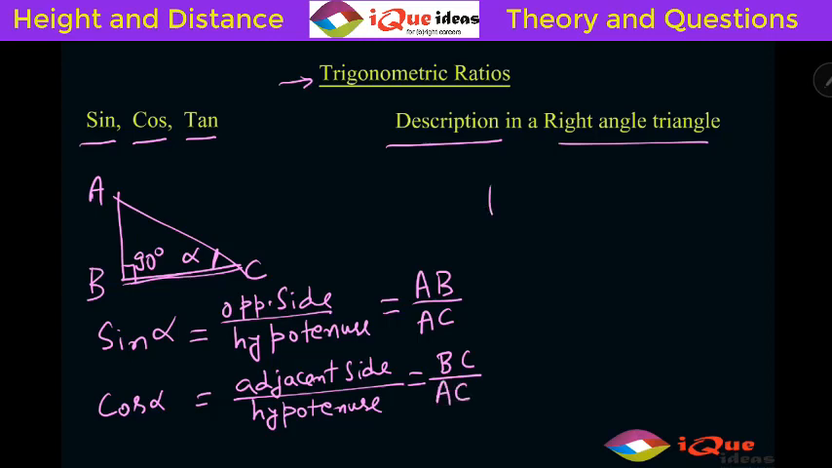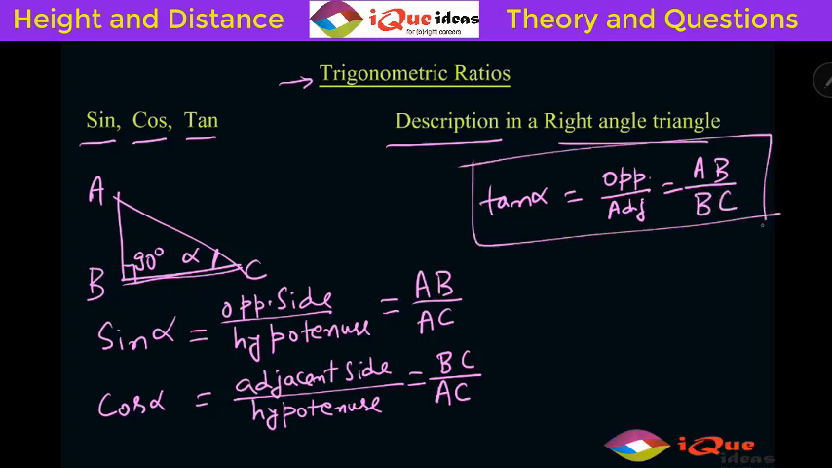And the most important one is tan of the angle. So tan alpha in this case, or always, is equal to opposite side divided by adjacent side. In this case, the opposite side is AB and adjacent side is BC, right? This is the most important one. Okay. So for this angle alpha, tan of alpha will be AB divided by BC.